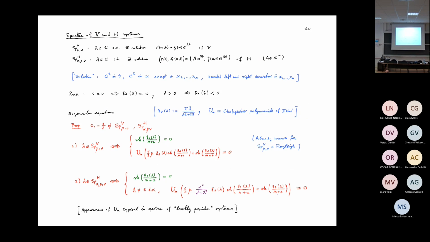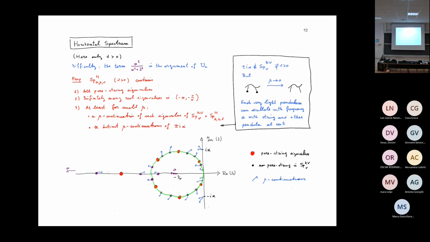Instead, this symmetry is broken in the horizontal case. So the situation is more complicated. We can say something analytical, then we have to resort to numerical analysis. Analytically, there are certain things which can be said. Of course, all pure string eigenvalues belong to the spectrum because they are there. And then there are infinitely many real eigenvalues which accumulate to minus infinity and to minus 1 over mu. And then, at least for small mu, this is the analytic statement, there are continuations, continuous or even smooth, which depend on mu, the mass, of each eigenvalue of the Kelvin-Voigt spectrum.